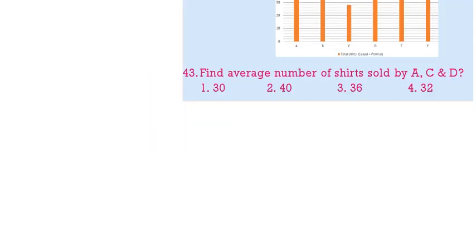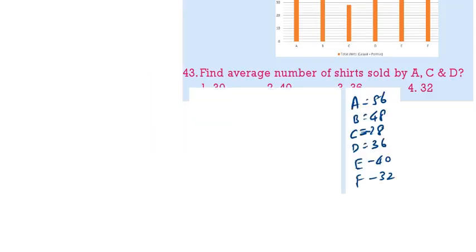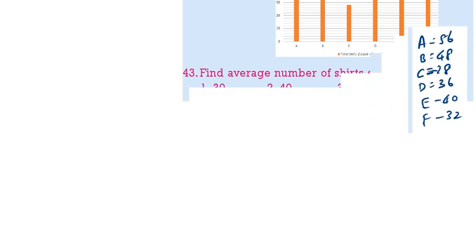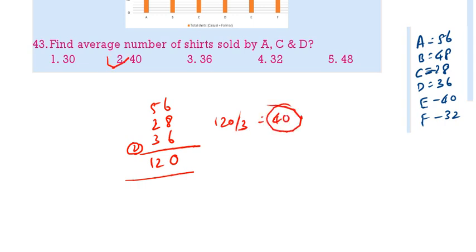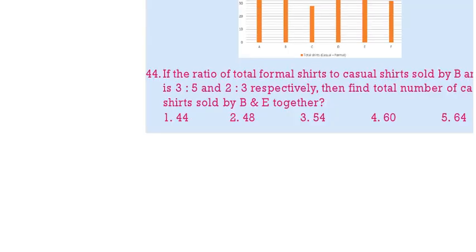Next one. Average of A, C, D. A is 56, C is 28, D is 36. So the total is 120. So 120 by 3 is 40. 2 is the correct answer. Next one.